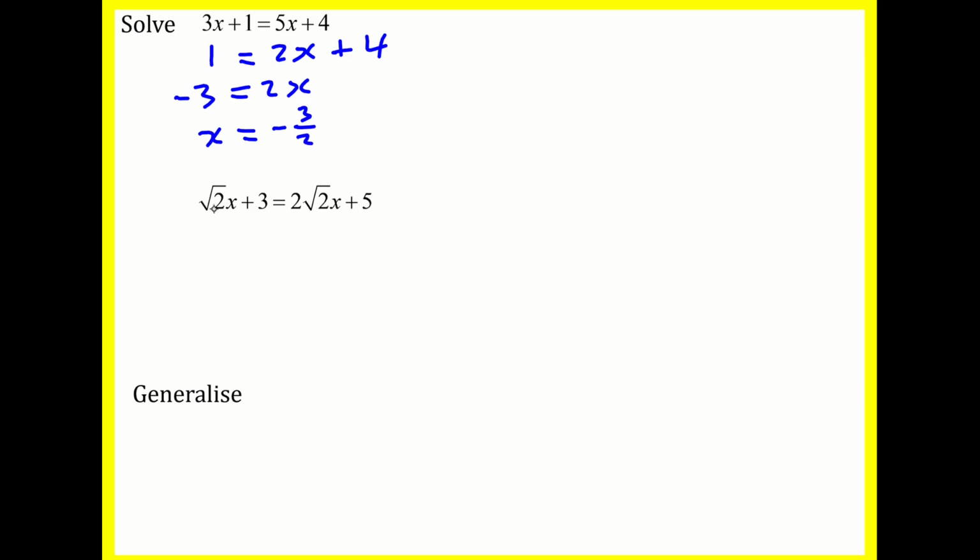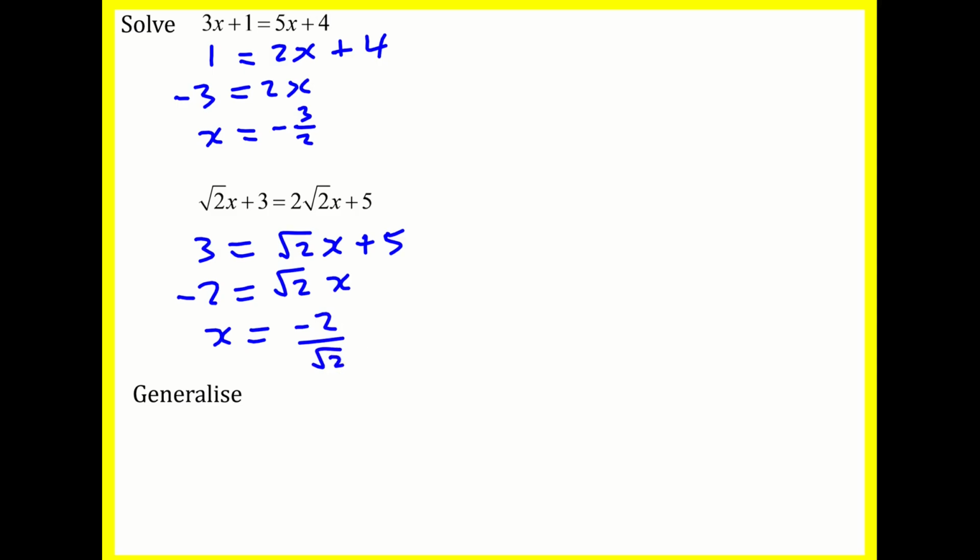Kind of the same idea here, except I've got some surds in place. So now I've got root 2x and 2 root 2x. This one's bigger, so my third step would be to minus root 2x. That's going to leave me root 2x plus 5, because I've got 2 lots of root 2x. If I minus a root 2x, I'm just left with 1 lot of root 2x. Then I would subtract 5 to give minus 2 equals root 2x. And finally, I would divide through by root 2.